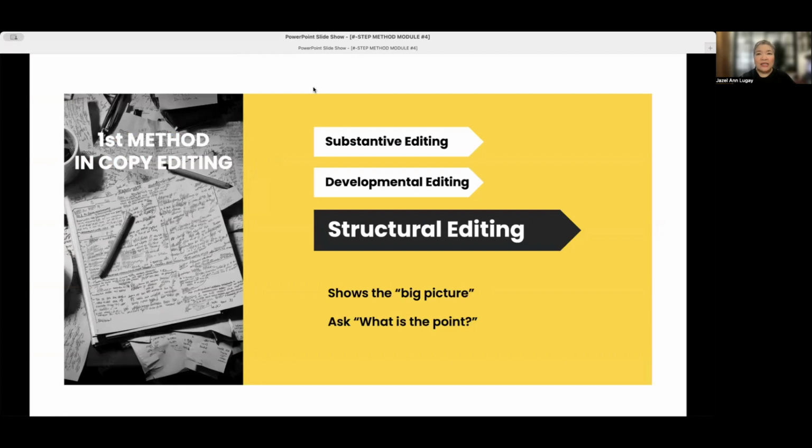When doing this, ask yourself, what is the point? The editor gets into the article's soul and looks for aspects of a copy like tone, newsworthiness, possible violations of law, policy, ethics, etc., which we will discuss in full detail later on.